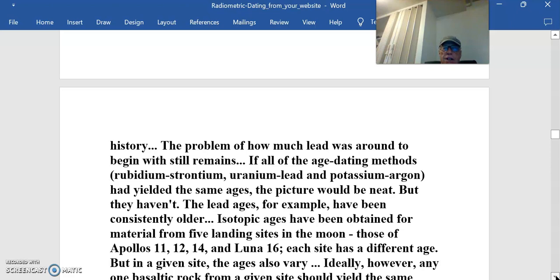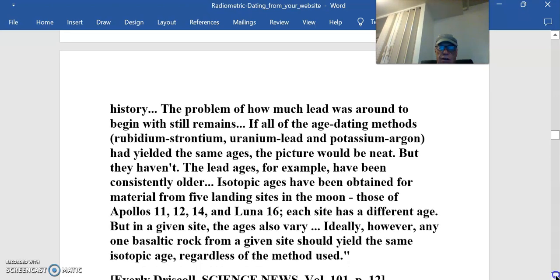If all of the age dating methods, rubidium-strontium, uranium-lead, and potassium-argon, had yielded the same ages, the picture would be neat. But they haven't. That never was and hasn't been. The lead ages, for example, have been consistently older. Isotopic ages have been obtained from material from 5 landing sites on the moon, those of Apollos 11, 12, 14, and Luna 16. Each site has a different age, but in a given site, the ages also vary.